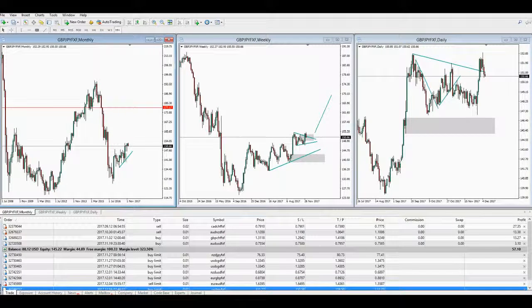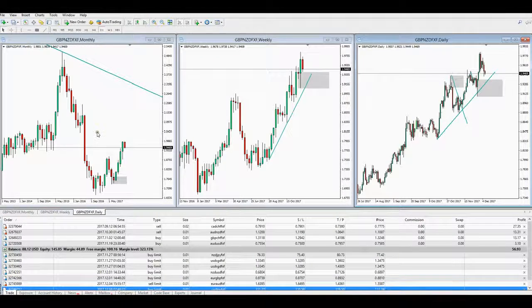So am I trading this? No, not really. Don't like it. Not for a big picture target.